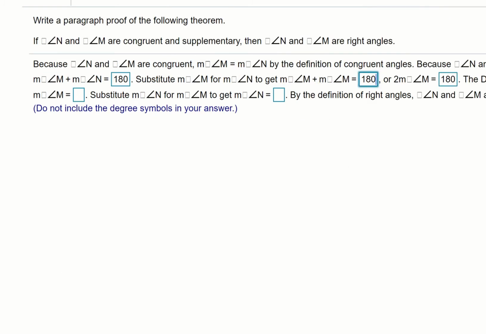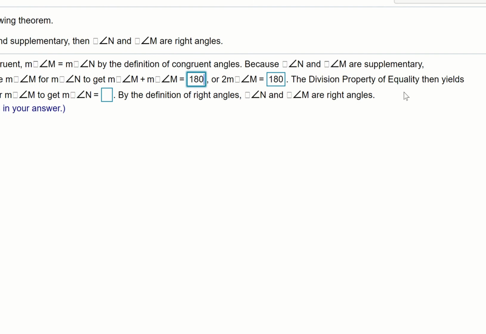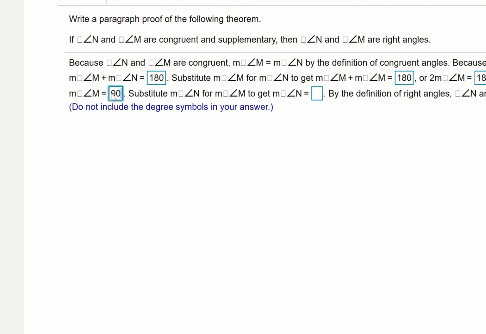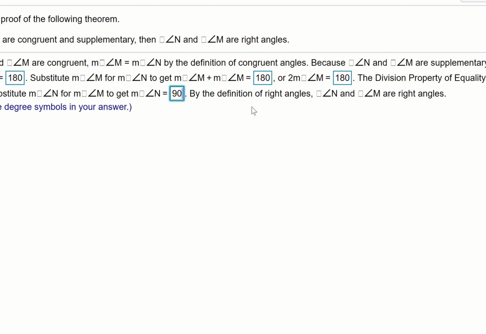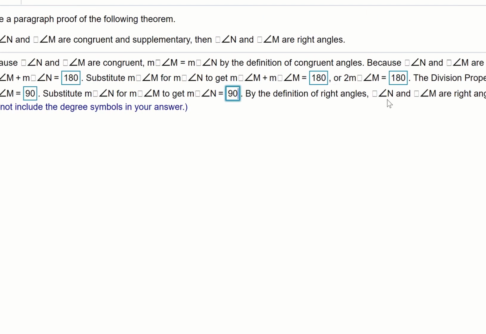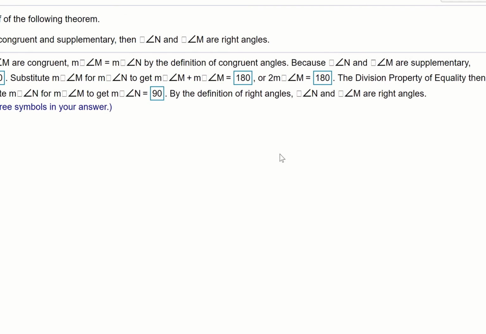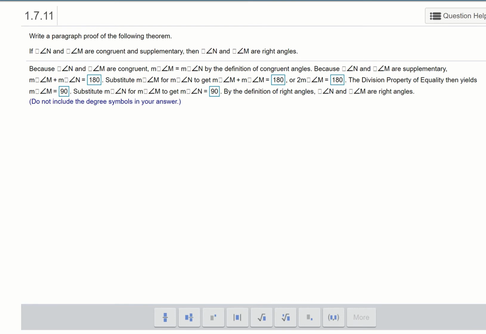Okay, so let's go back to the problem. The division property of equality then yields that this is equal to 90. And then if we substitute measure of angle N for M, then we're also going to get the same thing. We're going to get it equal to 90 degrees because we know that M is 90 and we know that M is equal to N, and so it has to equal 90. So now by the definition of right angles, that means that these 2, angle N and angle M, are right angles because they're equal to 90 degrees. And we're done with the proof, okay? Because we just said that we're trying to prove that they're right angles. So that's it for that paragraph proof.